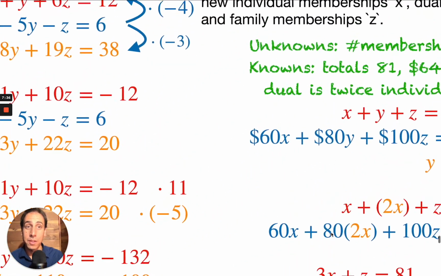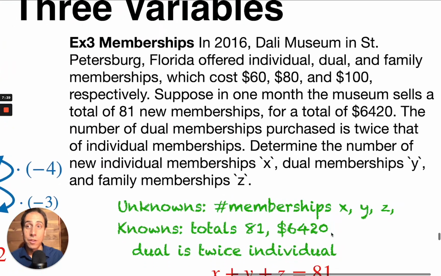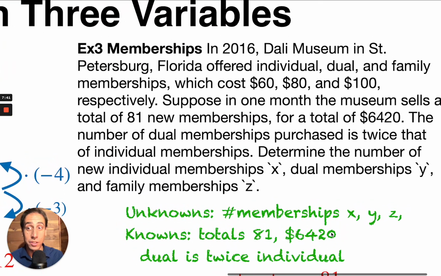Each of these problems takes a while. And if you're going to do the word problem version of it, you've got to really get organized. Example 3, memberships. In 2016, the Dali Museum in St. Petersburg, Florida, offered individual, dual, and family memberships. Wait a minute, there's three things here. It looks like it's going to be 3 by 3, which cost 60, 80, and 100 respectively.